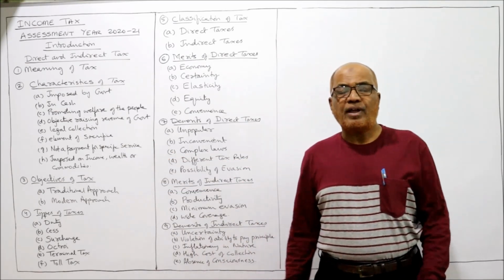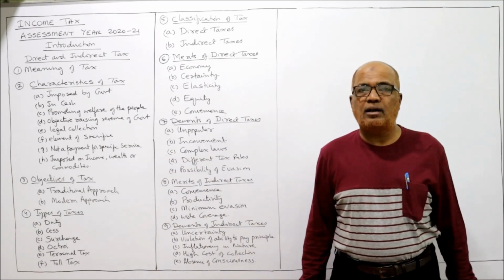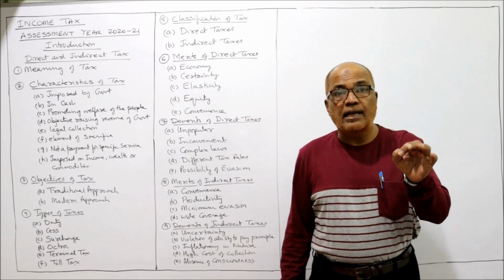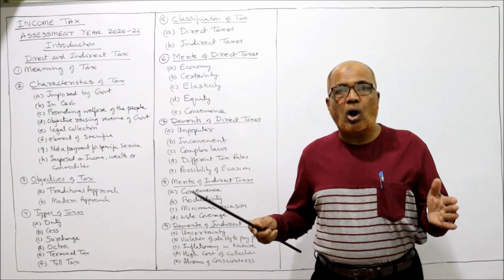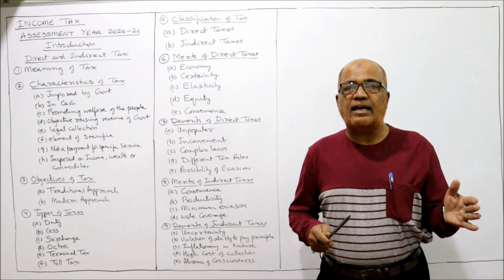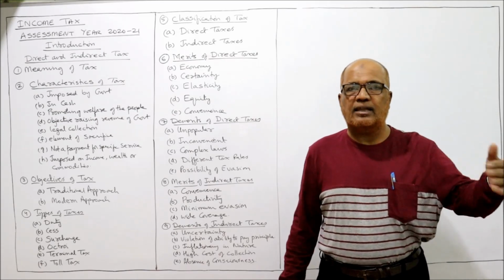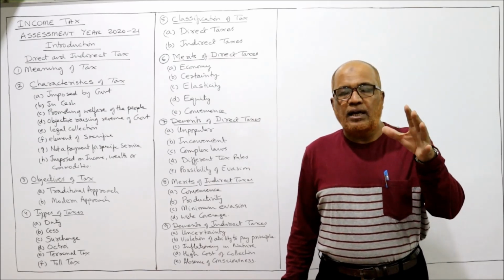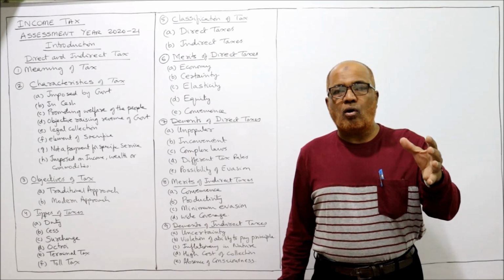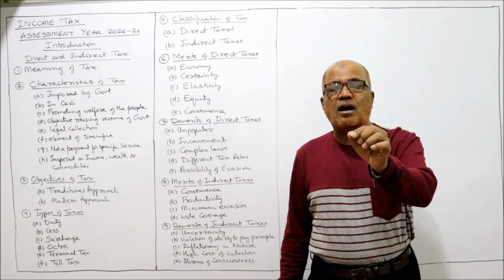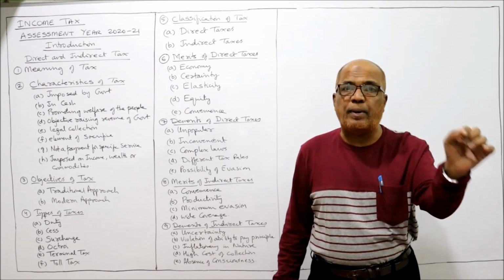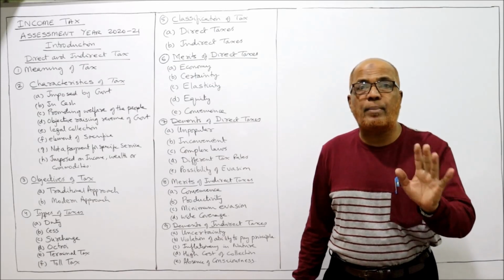Legal collection. The tax is not a voluntary collection. It's a legal collection because there's a law, the Income Tax Act 1961. Apart from that, so many other taxes are there. So it is legally collected. When the government imposes the tax, people compulsorily have to pay it. There is a legal compulsion.